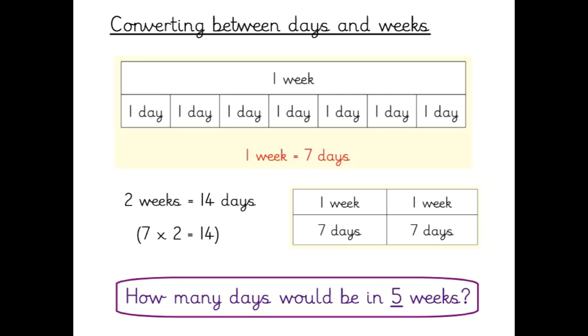My second bar model shows that if I have 1 week that's 7 days, 2 weeks will be 7, add another 7. So 2 lots of 7 is 14. So there are 14 days in 2 weeks. With this in mind, how many days would be in 5 weeks? See if you can pause the video now and have a go at answering this question. Try and draw a bar model to help you with this.